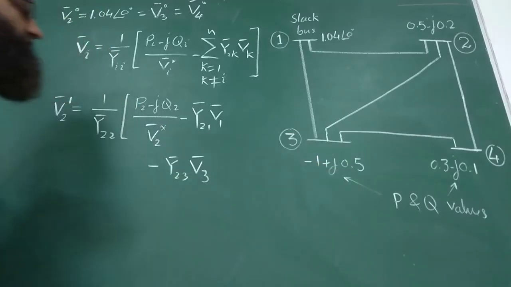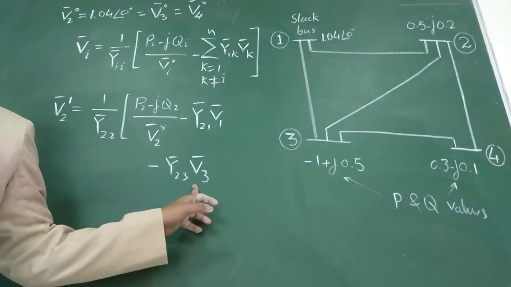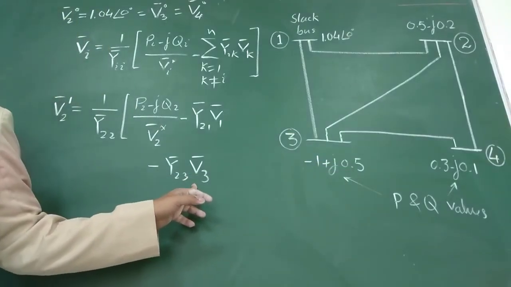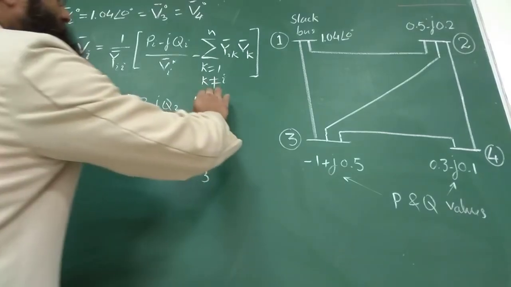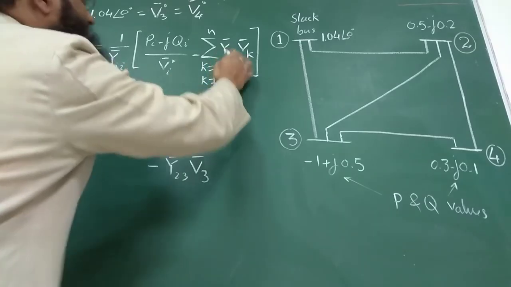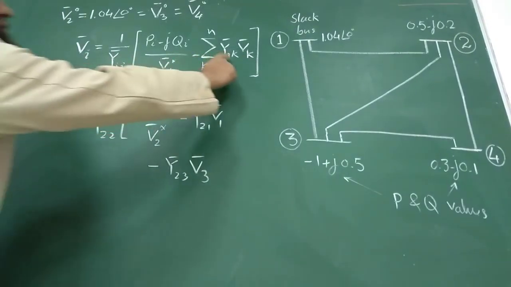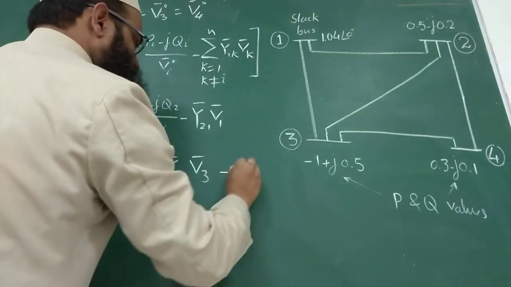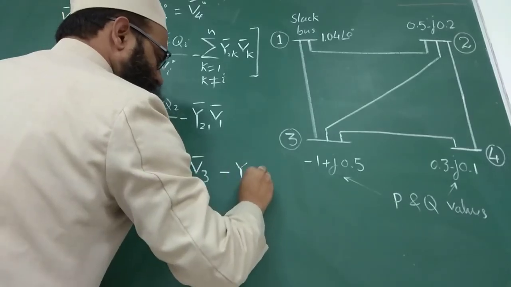And this is PQ bus. So both magnitude and phase angle are variables, so we need to write phase. Then k is equal to 4, n is 4, right? So for k is equal to 4, y ik will be y 2 4.